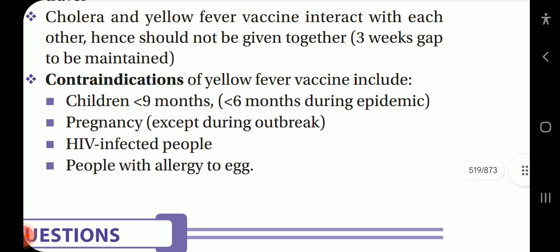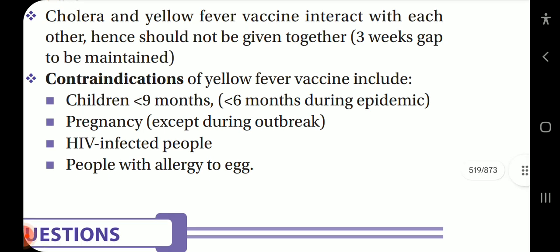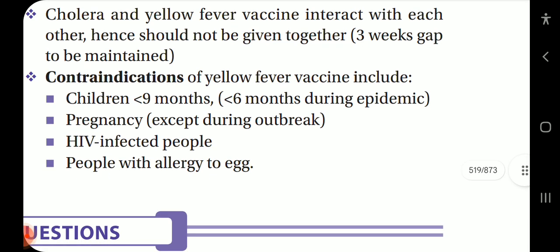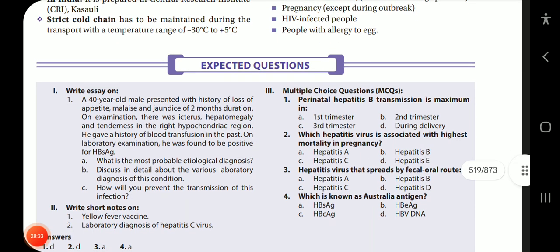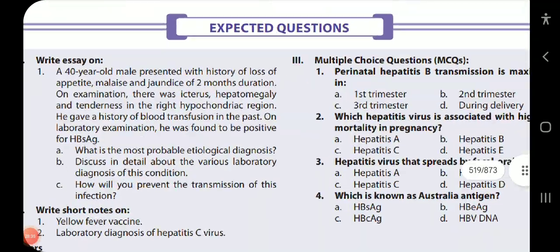Contraindications of yellow fever vaccine include children less than 9 months, less than 6 months during epidemic, pregnancy except during outbreak, HIV infected people, and people with allergy to egg. So this completes our chapter. Now let's come on to the expected questions.